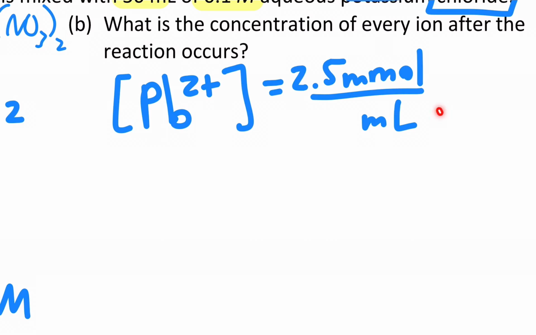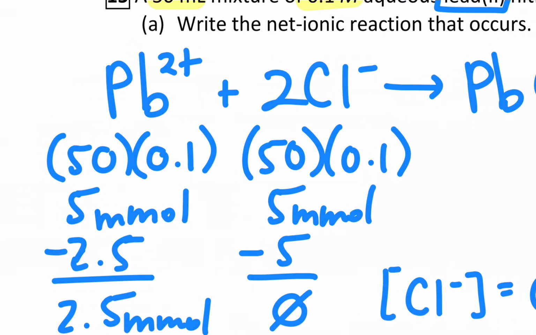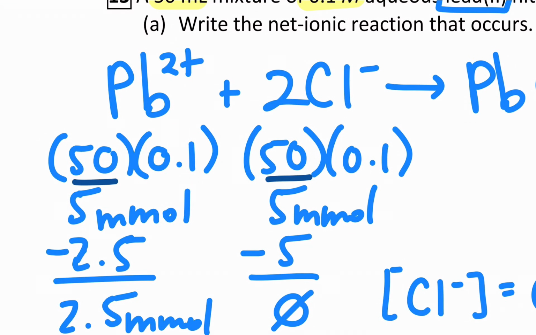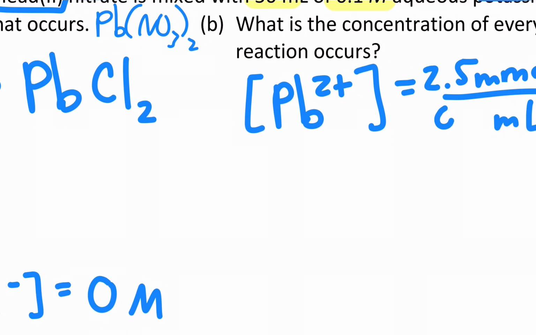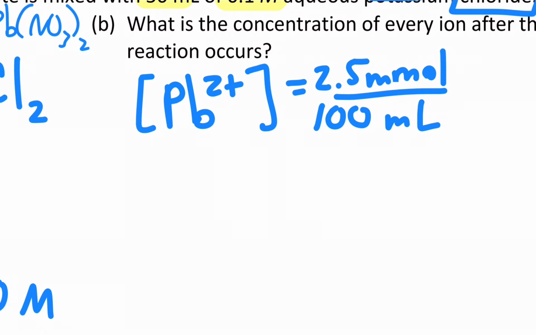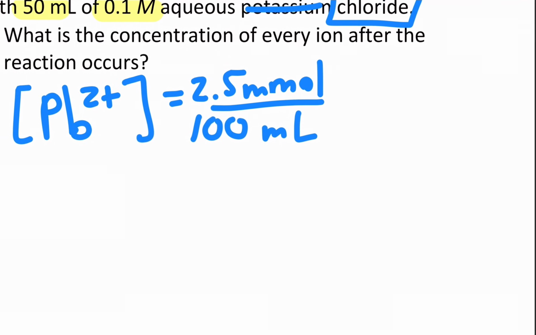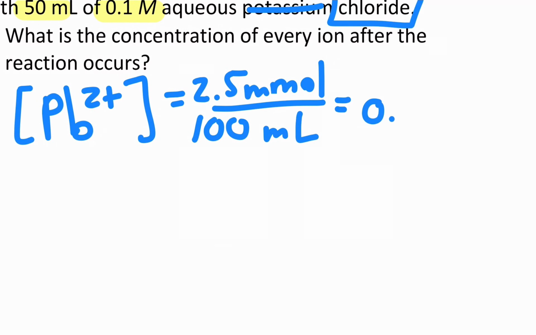Now, what's my volume? How many milliliters do we have total? Let's assume volumes are additive. So 50 plus 50 would give us 100 milliliters. So 2.5 divided by 100, still no calculator needed. I get 0.025 molar. But we're not done.